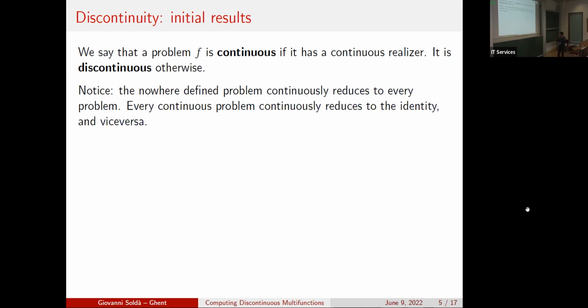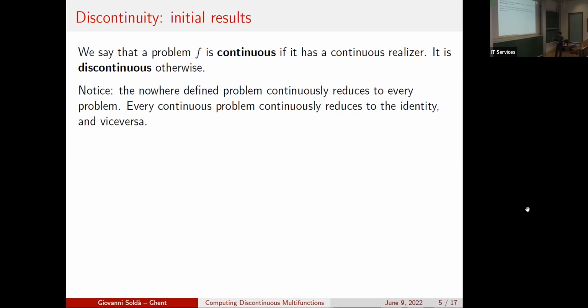Something which is peculiar about the continuous Weihrauch degrees is that the identity is a second step. So you can see that every continuous problem reduces to the identity, and also vice versa. This is not something that happens for the computable degrees, because for the computable degrees you can do strange things with the domain.